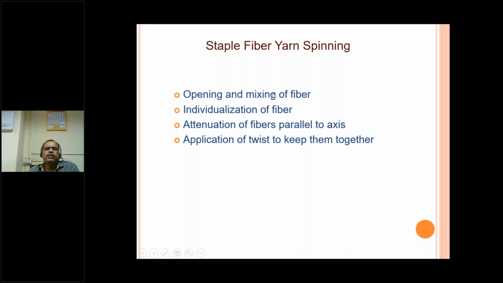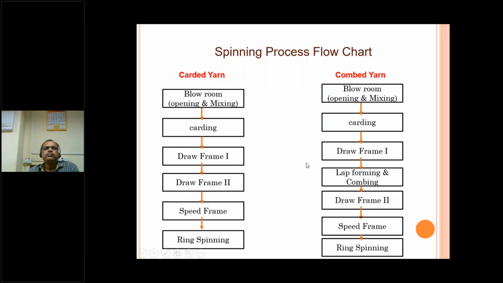Why mixing? Suppose we are taking fibers from different grades and we have to blend the fibers, natural fiber with synthetic, then we have to mix the fibers. Then individualization of the fiber: we have to separate all the fibers from the top. Then attenuation of fibers means making them parallel to the axis. Then application of twist to keep them together. The final step is yarn formation by application of twist.